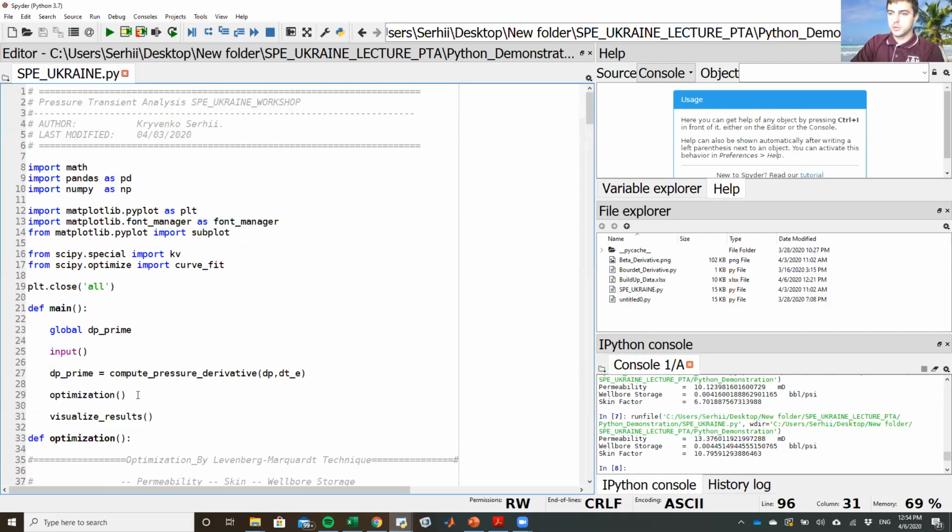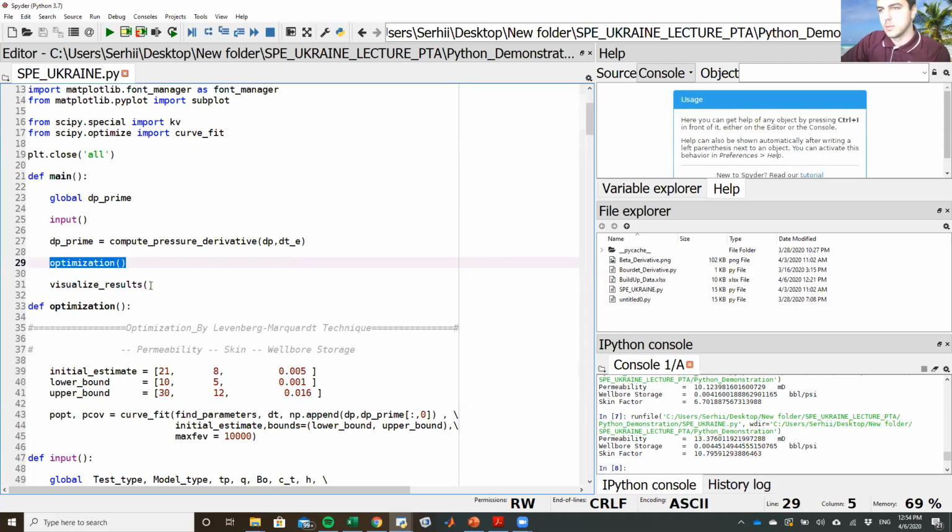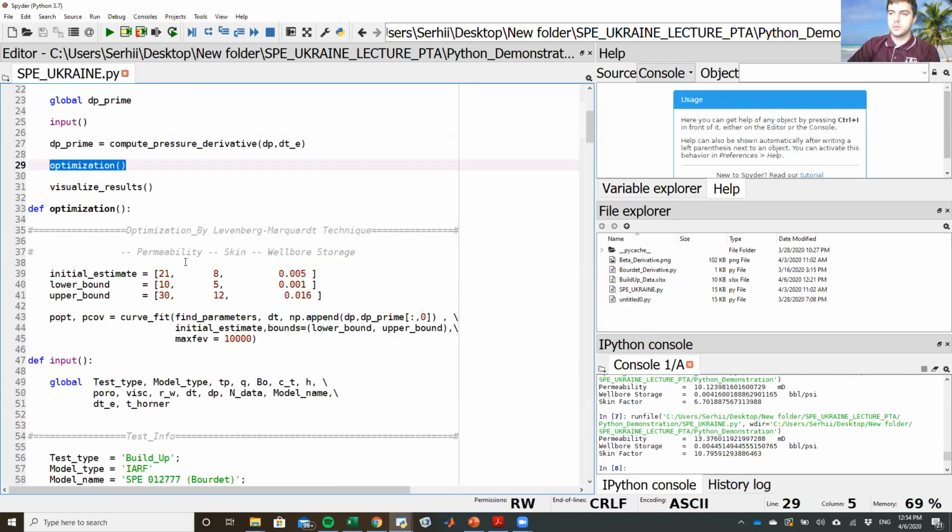Okay, since we computed our pressure derivative and it looks reasonable, we can do optimization and try to history match our data. What we are using here is some sort of nonlinear regression technique called Levenberg-Marquardt. I don't really know how it works behind the scenes, but it definitely is doing a good job on optimization of a problem. Apparently this problem is not as complex as the ones that you may have during your history matching in reservoir simulation problems.